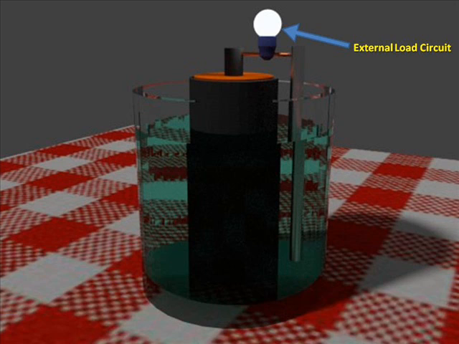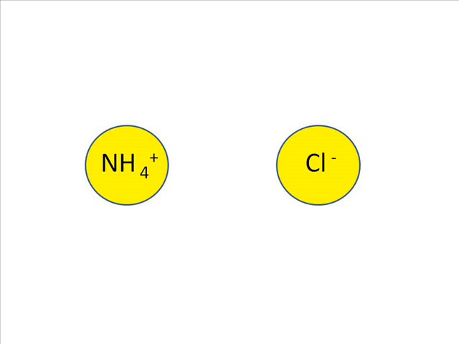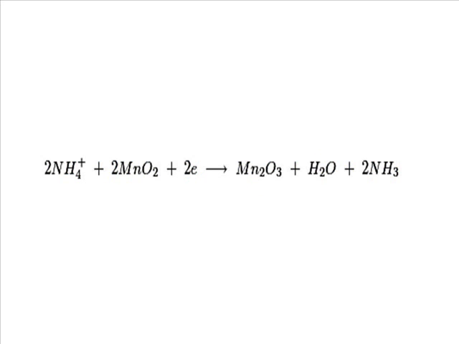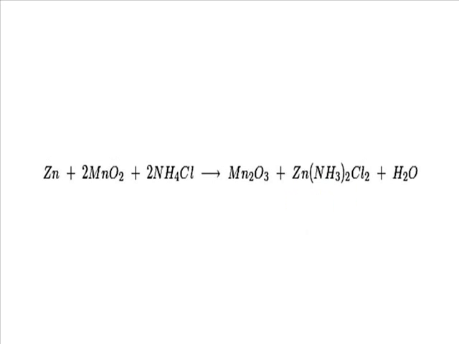In the Leclanché battery cell, ammonium chloride exists in the electrolyte mixture as NH4+ and Cl- ions. At the cathode, manganese dioxide is reduced to Mn2O3 in reaction with the ammonium ion. In addition to Mn2O3, this reaction also produces ammonia and water. The overall reaction is Zn + 2MnO2 + 2NH4Cl = Mn2O3 + Zn(NH3)2Cl2 + H2O.